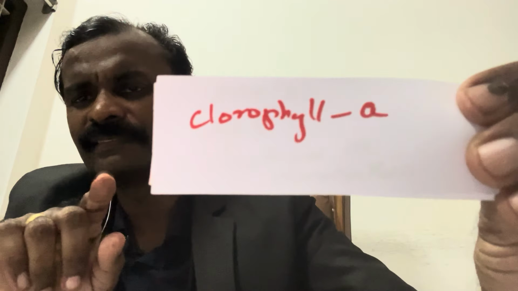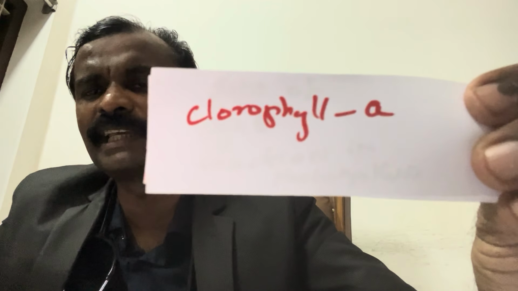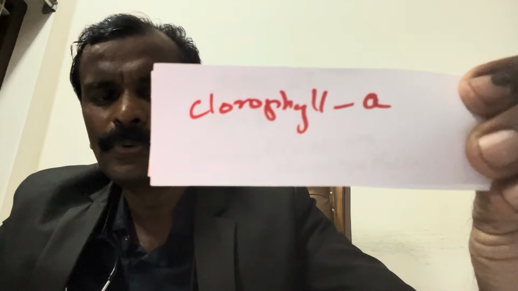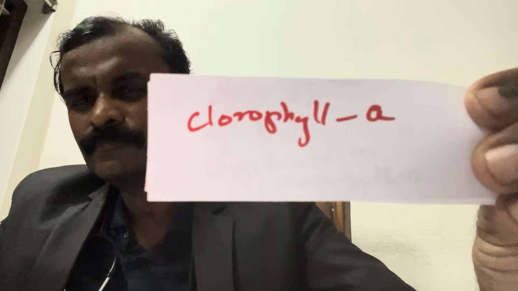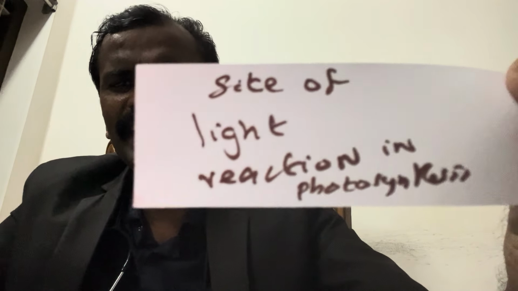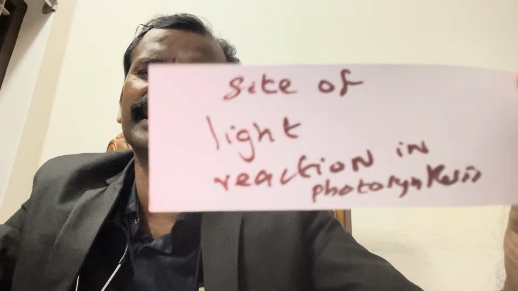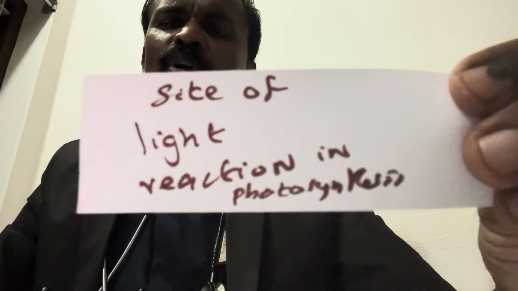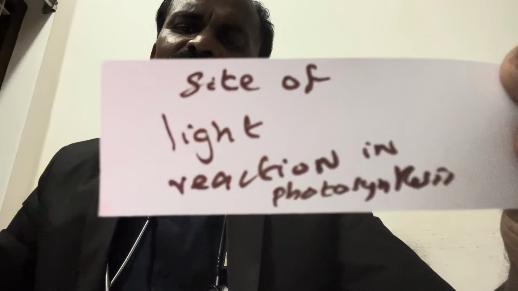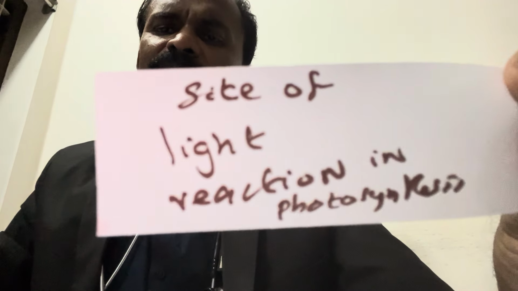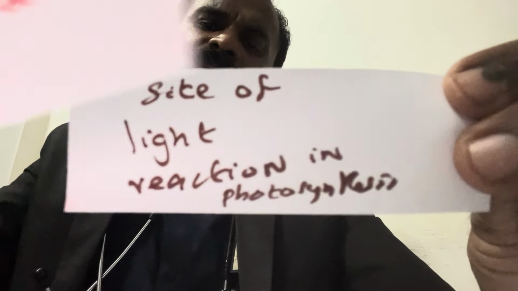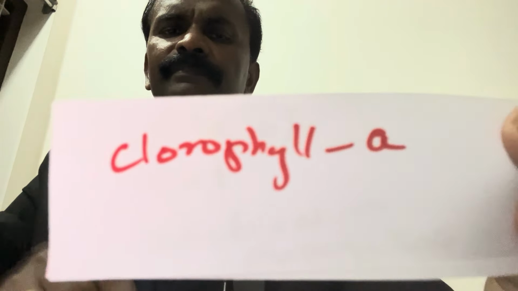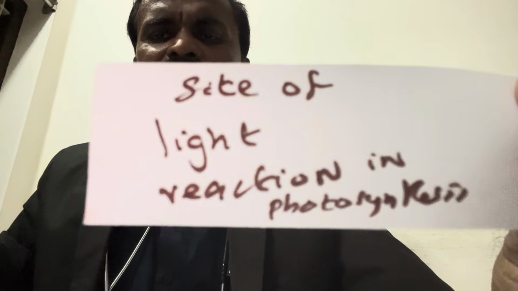See, chlorophyll A. A, B, C, D. I'm talking about A. Chlorophyll A. What is the question? Chlorophyll A. Site of light reaction in photosynthesis. Chlorophyll A, everybody will remember. Question nobody will remember. Site of light reaction in photosynthesis. Chlorophyll A.